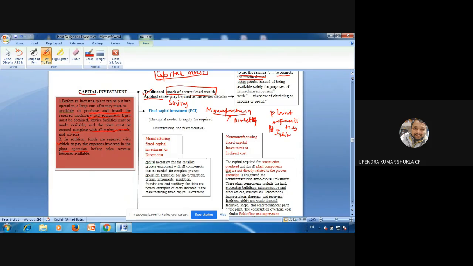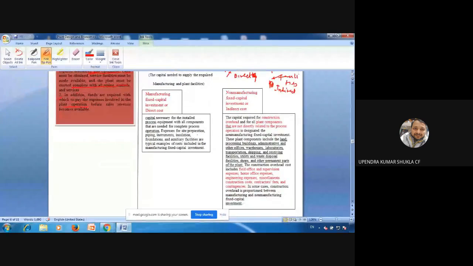So don't get confused if you see direct cost, indirect cost, manufacturing fixed capital, non-manufacturing fixed capital. I am telling you that fixed capital investment can be divided into two parts: manufacturing fixed capital investment and non-manufacturing fixed capital investment. Another name for manufacturing fixed capital is direct cost, because that is directly involved in manufacturing. And non-manufacturing fixed capital cost is also called indirect cost, because these are not directly involved in manufacturing, but act just like plant facilities. Okay, so this is indirect cost.